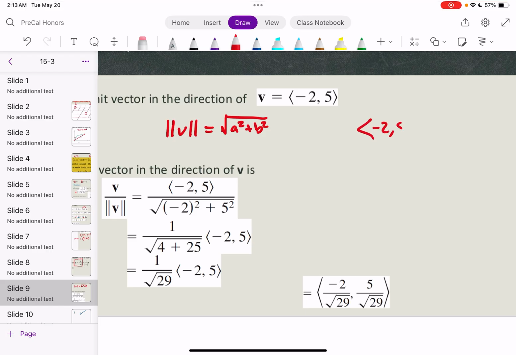So we have -2, 5 on the top. In the denominator, we're going to grab our a and grab our b, and we are going to square each one of the numbers. So in this case, we would grab the square root of -2 squared plus 5 squared. So negative 2, 5 over negative 2 squared would be 4 plus 25. And we're going to get the square root of that number.